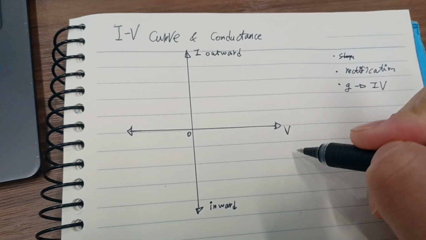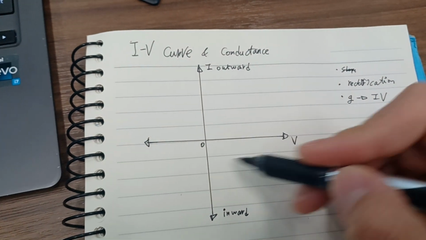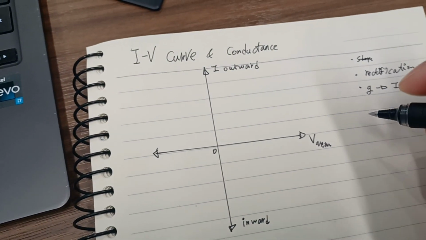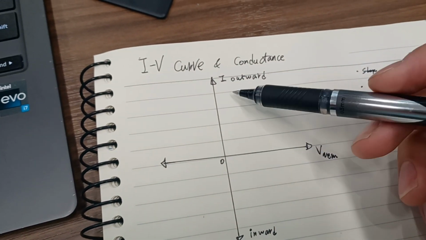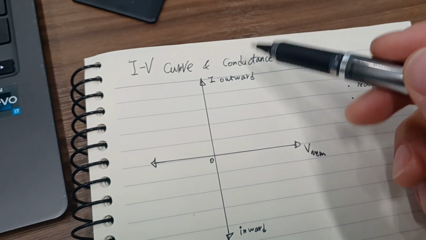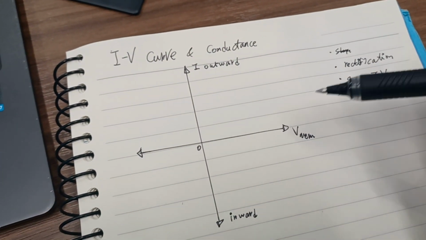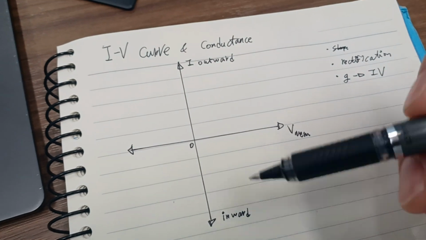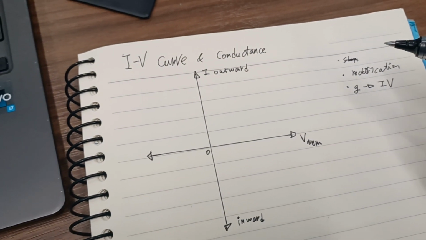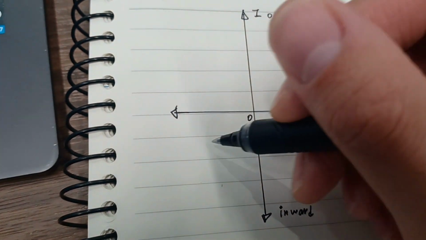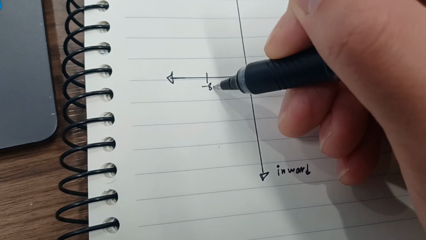For the IV curve, we have V, this is 0, so this is membrane voltage. I'm gonna put mem here. And we have this y-axis, which is current. So the positive is going outward, and then negative is coming inward to the cell. And our usual resting membrane potential will be somewhere like here at negative 80-ish.